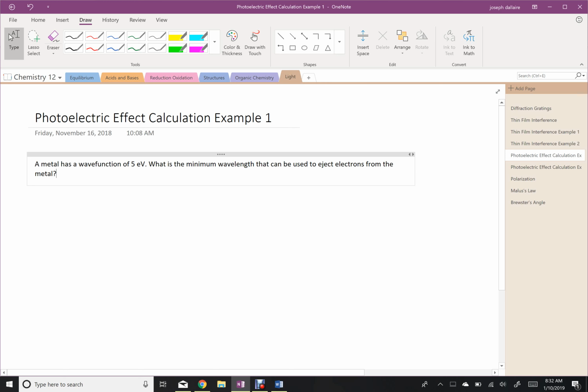Okay, this is an example calculation for the photoelectric effect. A metal has a work function of 5 electron volts. What is the minimum wavelength that can be used to eject electrons from the metal?